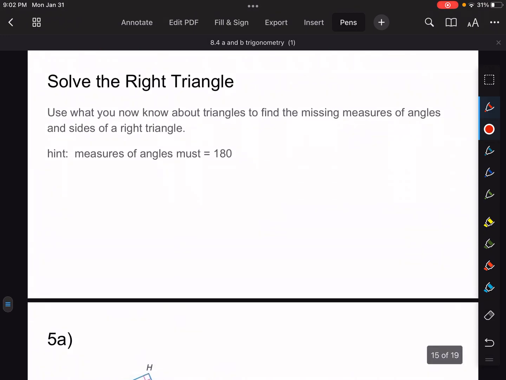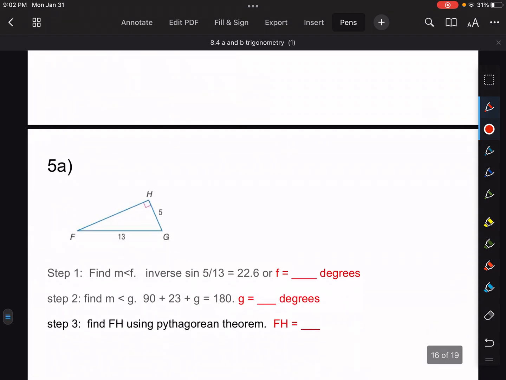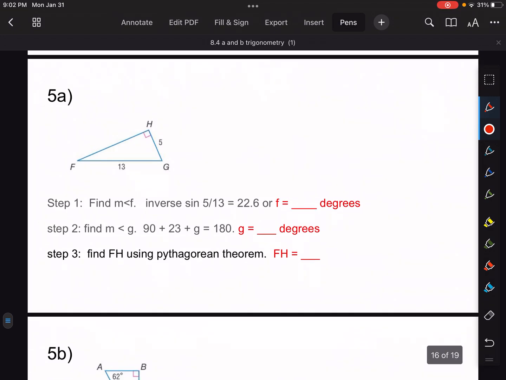So here it goes. Solve the right triangle. Use what you know about triangles to find the missing measures of the angles and sides of a right triangle. So here we go. 5A. For this one, if they give me this and they say to solve the triangle, what you need to know is you need to find angle F, angle G, and this side length.